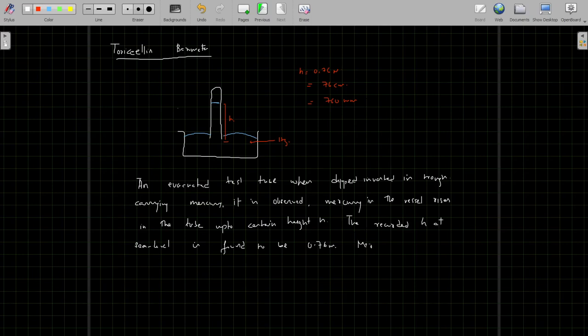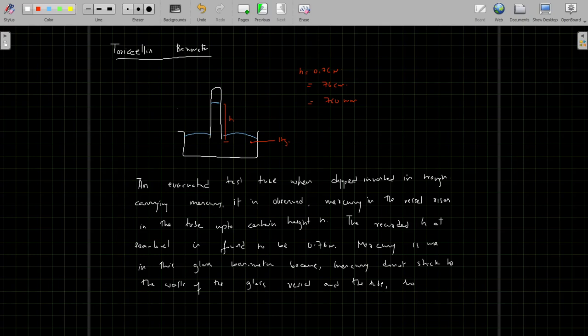Mercury is chosen in this barometer, mercury is used in this glass barometer, because mercury does not stick to the walls of the glass vessel and the tube, so there is no loss in the volume of Hg.